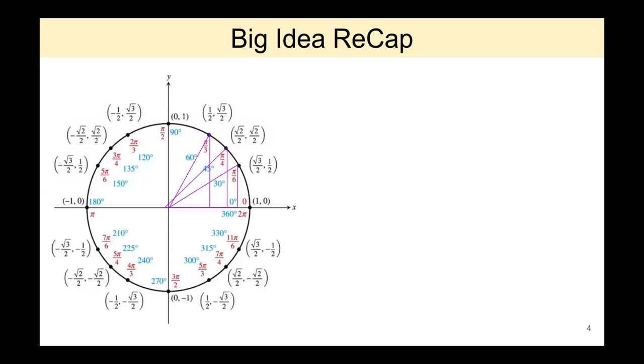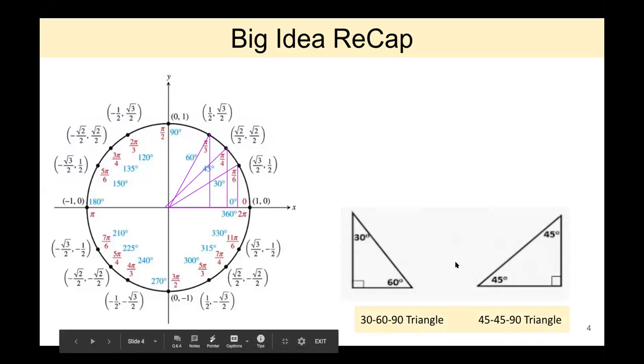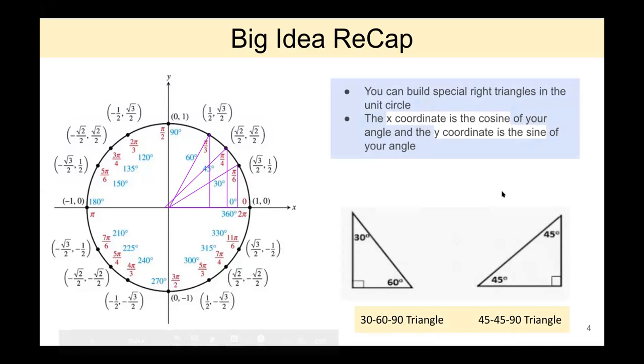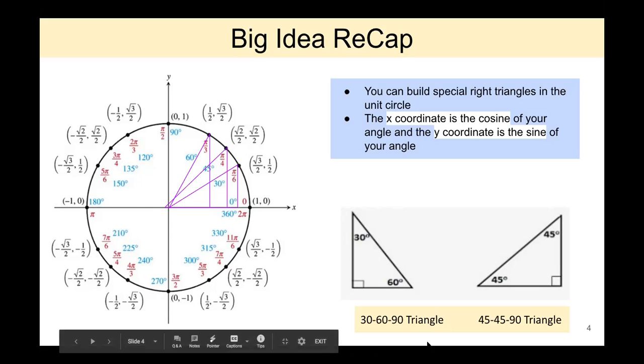These were the special right triangles, but someone specifically noticed this point right here, which is the second bullet point: how are the sides of the right triangle related to the coordinates? It's actually going to be this. This is the basic point of that idea about the side lengths, but more specifically, the x coordinate is going to be the cosine of your angle, and the y coordinate is the sine of your angle.